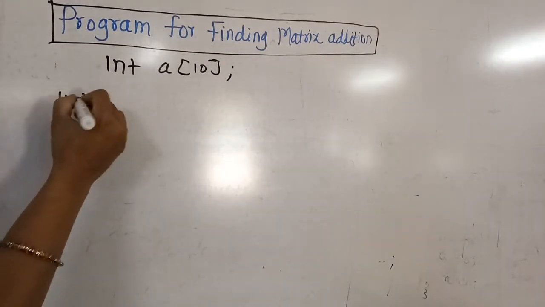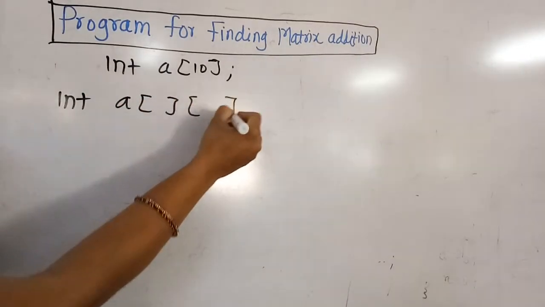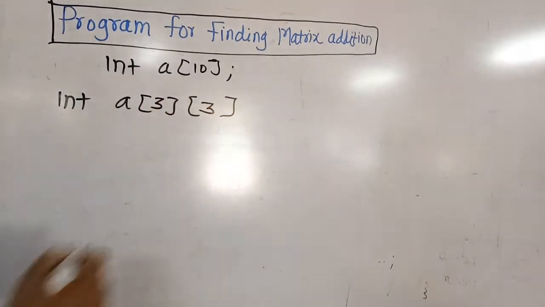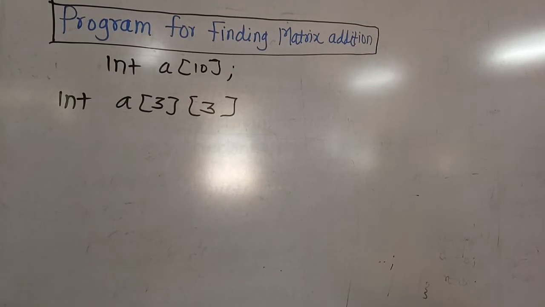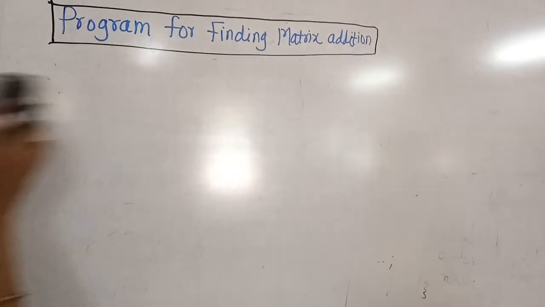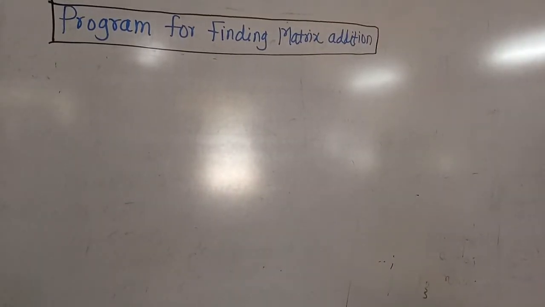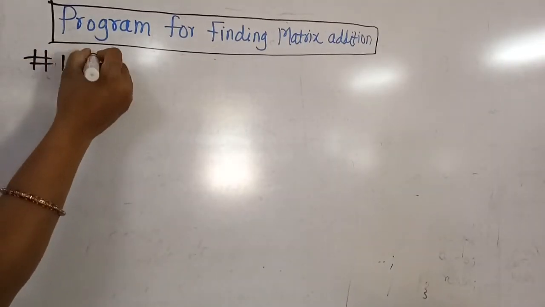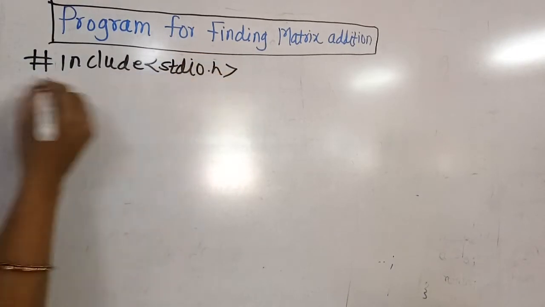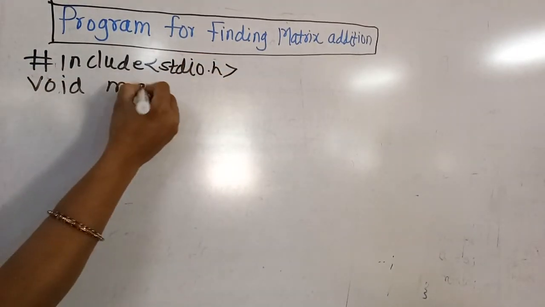So here, for creating it, we will require two brackets: for three rows, we will write 3, and for three columns, we will write 3 here. So it is a multi-dimensional array or a 3 by 3 matrix. We will start by writing this program to add two matrices. For that, we will write one header file, that is hash include stdio.h, then a void main.